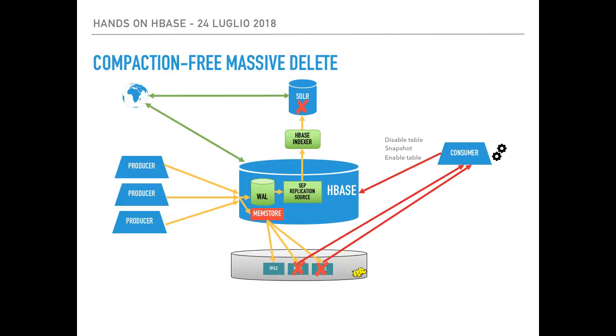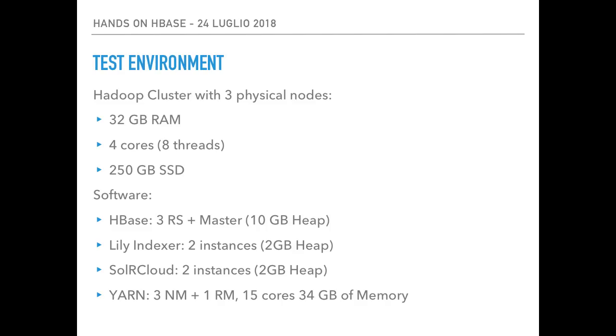So that's the whole toy and how the toy works. And we did some experiments on it before actually building something upon it. So we experimented with a small Hadoop cluster with 3 nodes, 32 gigabytes of RAM each node, 4 cores, and SSDs for disks. The software was configured that way: each node had a region server, plus one was also serving as a master. We had 2 Lily indexers and 2 SolrCloud instances. Actually, those 4 processes were running on the worker that wasn't running the master, so it would have been a little bit more balanced. And then we had YARN to run Spark applications.